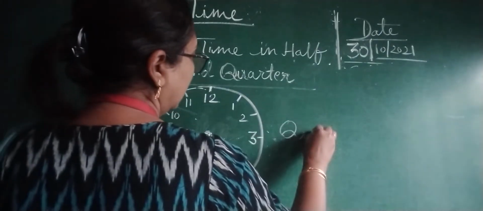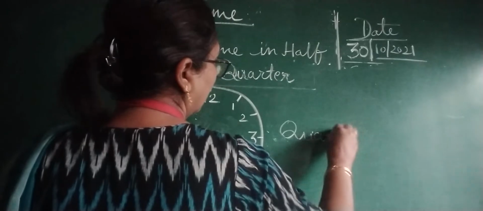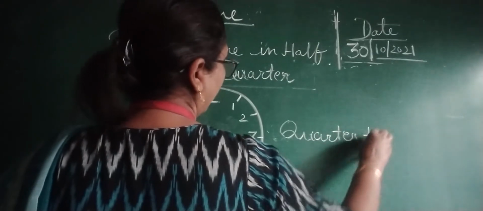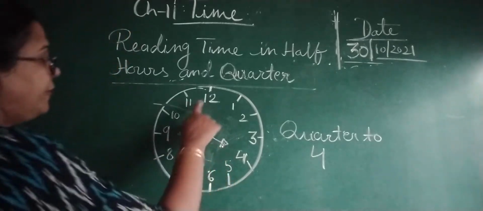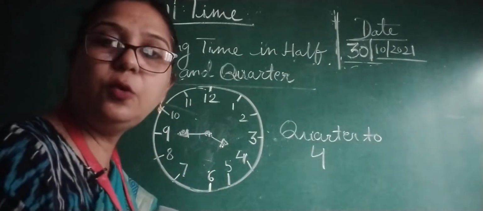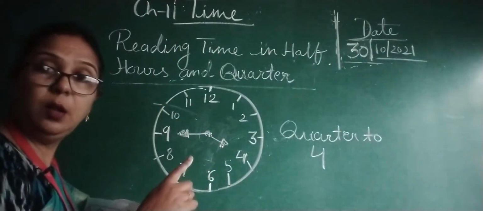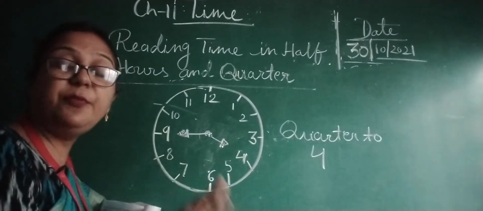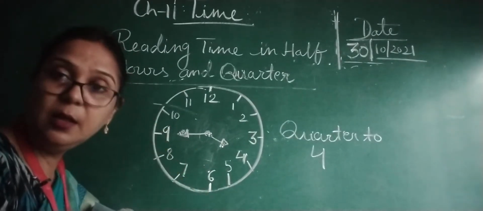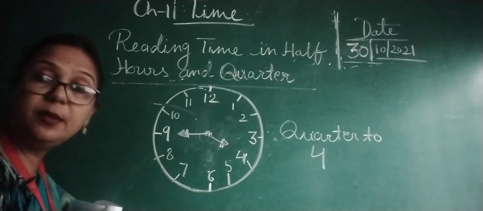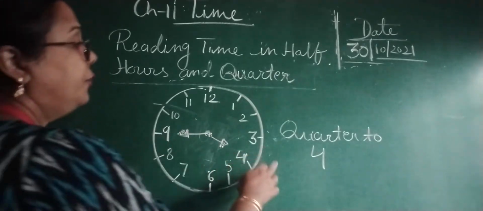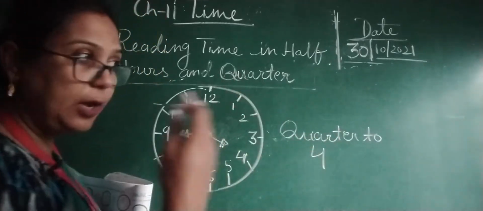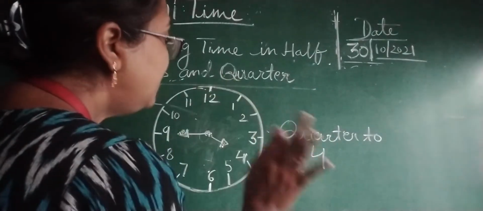Quarter to 4. Why is this quarter to 4? It means there are 15 minutes remaining to become 4. यानी 15 मिनट इसमें 15 मिनट्स अभी बाकी हैं. 15 minutes are left to become 4 o'clock. ठीक है, तो 4 o'clock बनने में या होने में 15 minutes are left.